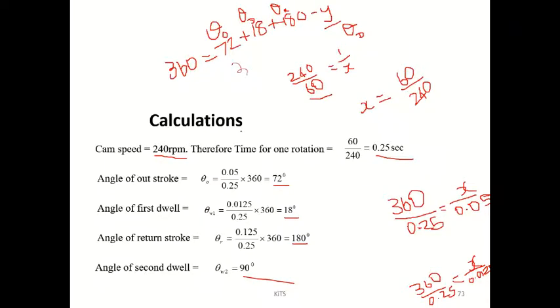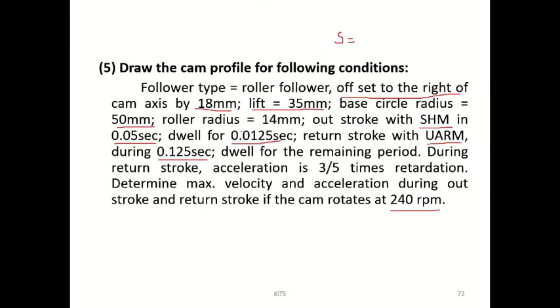See, I am repeating again. See, this is the problem. In this problem, they didn't give the theta value directly. In the previous problems, they gave the theta value directly. But in this problem, they didn't. Instead, they gave the values in seconds: 0.05 seconds, 0.0125 seconds, and 0.125 seconds.